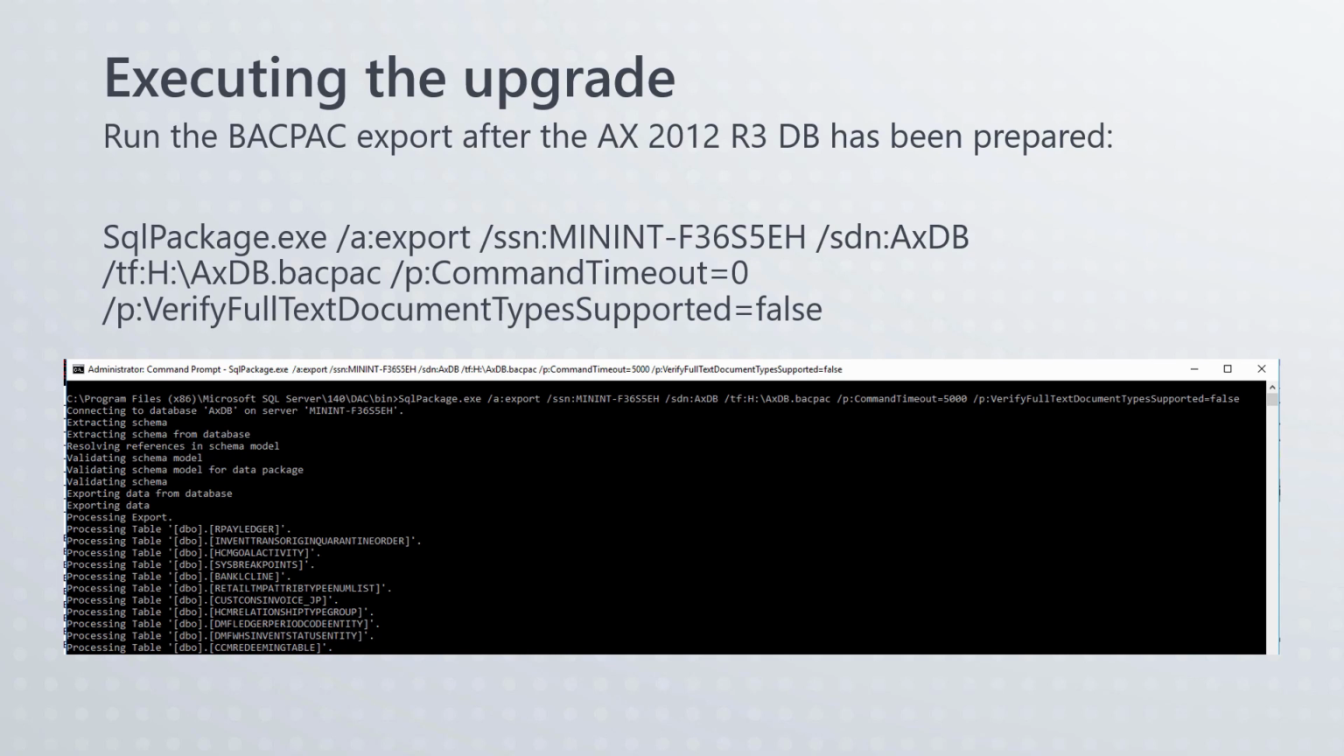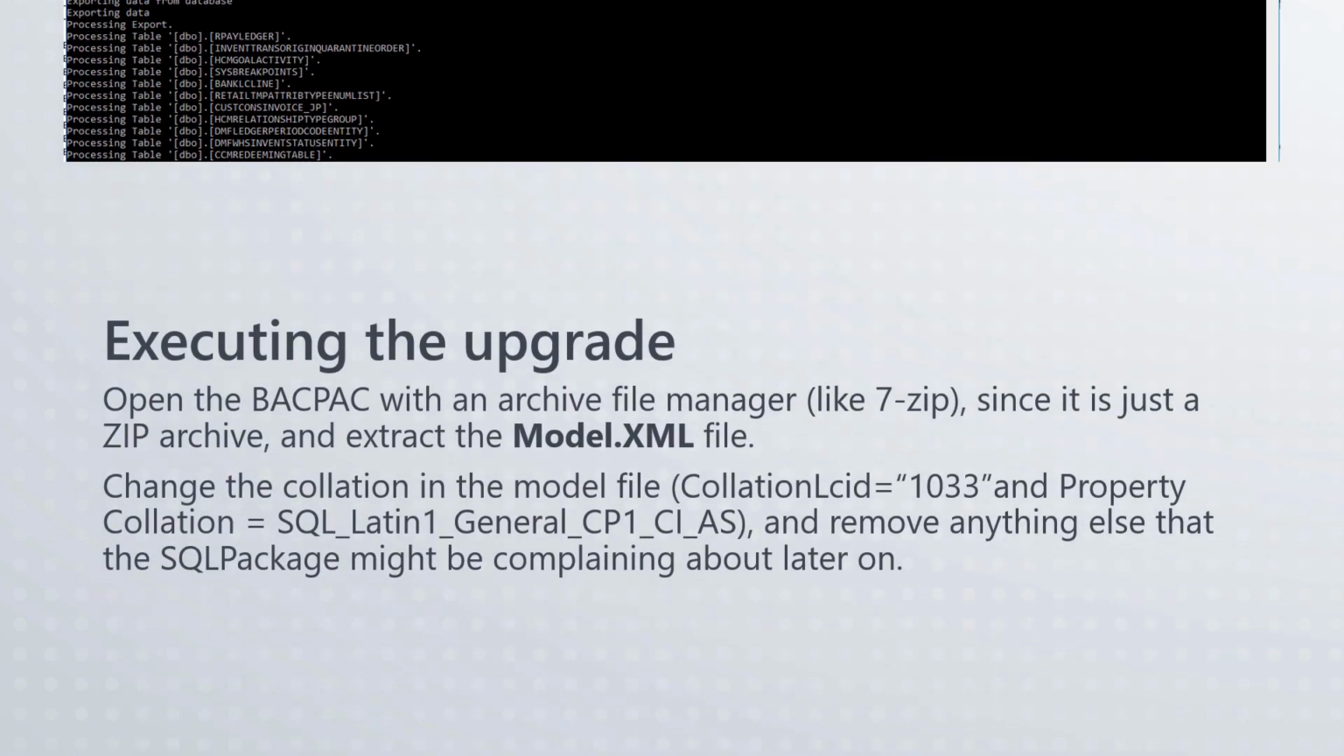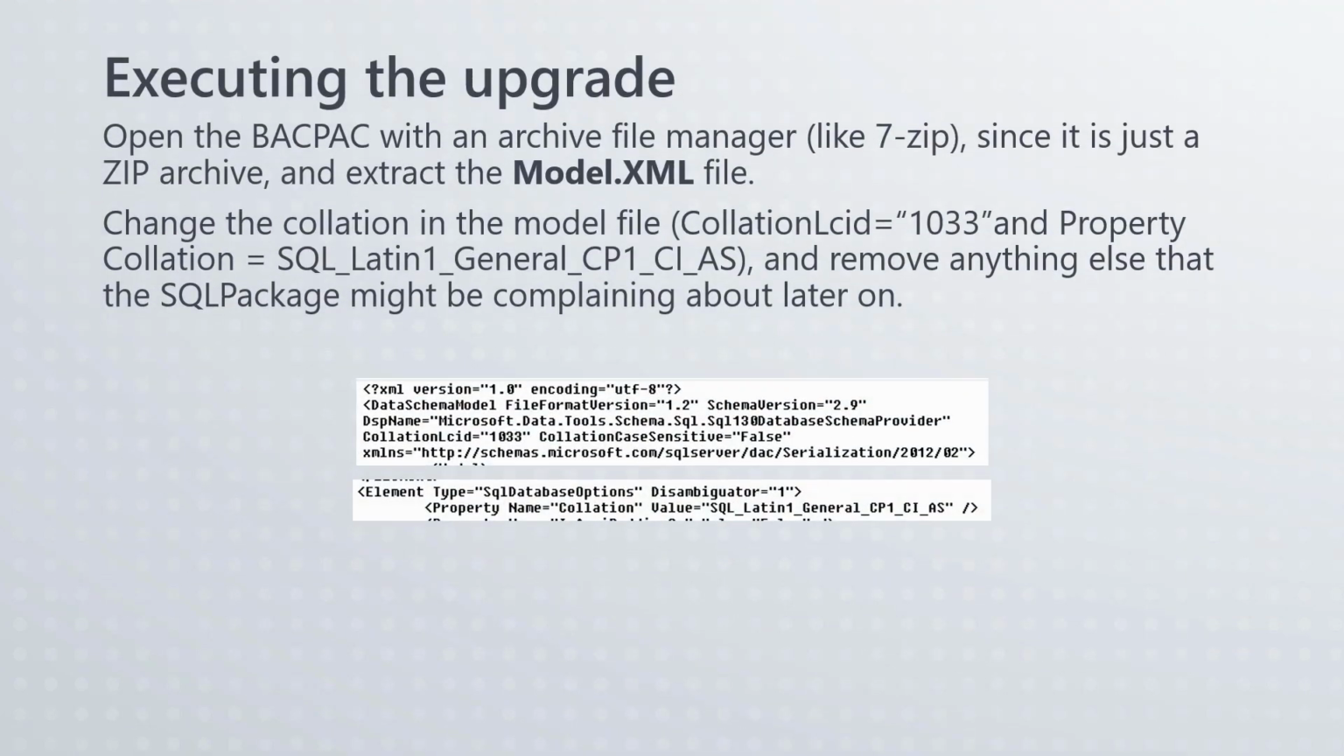To do the bacpac export, this is the command that you have to execute. So our prepared 2012 R3 DB is getting exported by running it into a bacpac file locally. Once that is done, it produces a bacpac archive, which is very similar to a zipped file. And you have to export the model XML file from this archive. This model file has to be edited. Like I mentioned, the collation is only supported for Latin1_General_CP1_CI_AS, and its ID is 1033. So first you have to make sure you replace these in the model XML document.